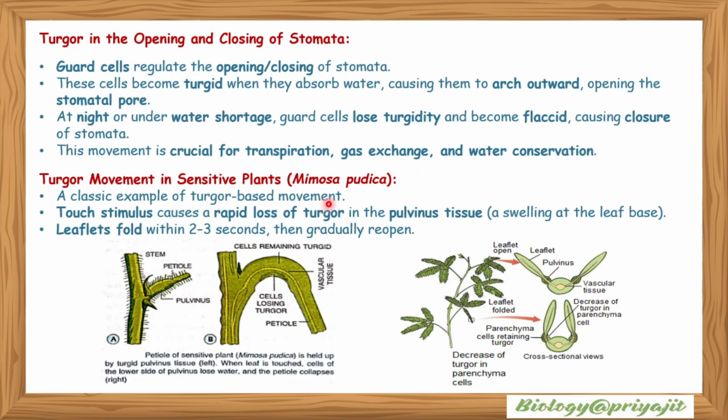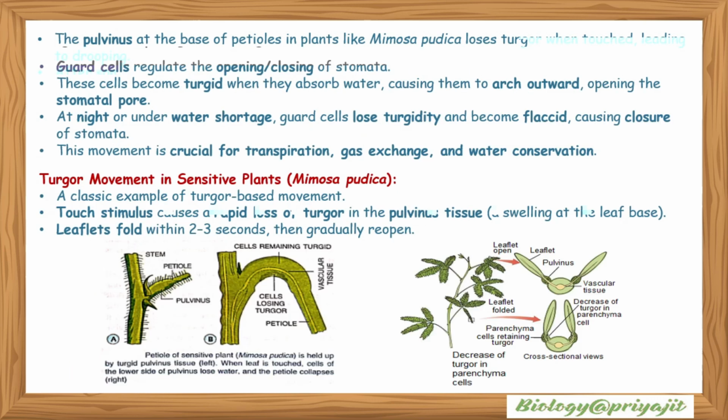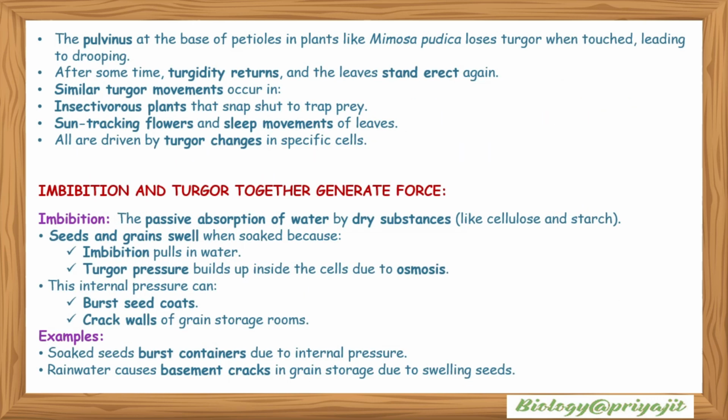Turgor movement in sensitive plants like Mimosa pudica. It's a classical example of turgor based movement. Touch stimulus causes a rapid loss of turgor in the pulvinus tissue, a swelling at the leaf base, and leaflets fold within 2 to 3 seconds, then gradually reopen. The pulvinus at the base of the petioles in plants like Mimosa pudica loses turgor when touched, leading to drooping. After some time, turgidity returns and the leaves stand erect again.